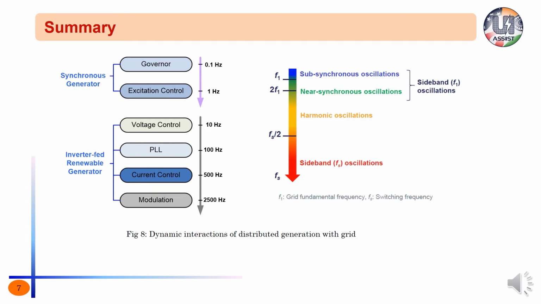Here, a comparison of electrical oscillations generated by the control system interactions in a traditional synchronous generator and inverter fed renewable generation is shown in the first figure. The frequency points marked on the downward arrows are the bandwidths of the respective control loops of a typical synchronous generator and a typical grid-tied inverter system, respectively.